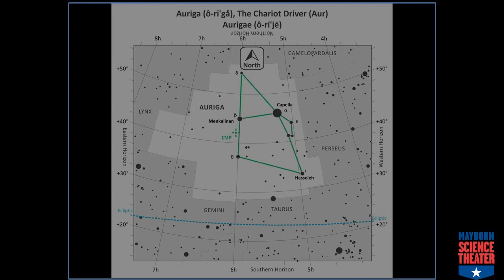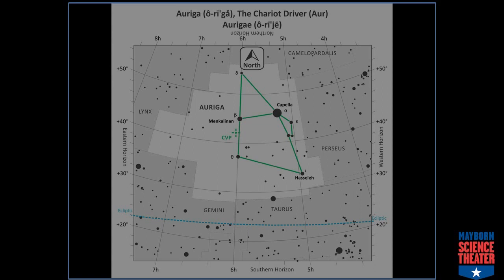So here we have Auriga, the chariot driver. He is up closer to the north pole in the sky. You can see from the latitude here, we're looking up toward the north. And the main star there is Capella, a very bright and large star, and it's the closest minus one magnitude star to the north pole in the sky.